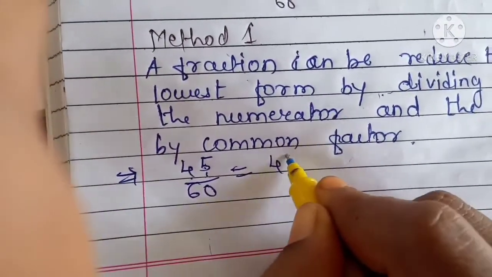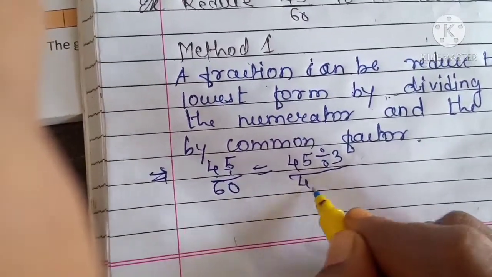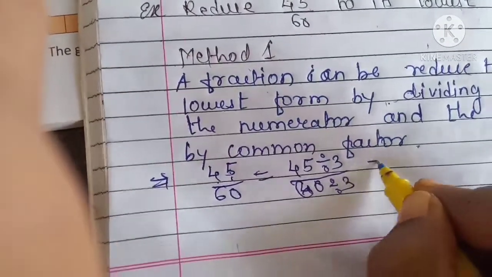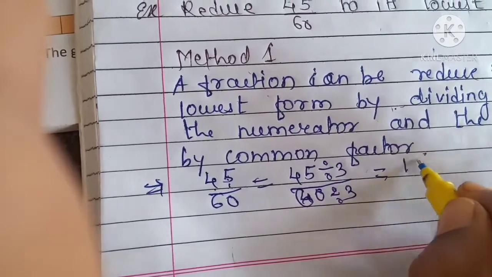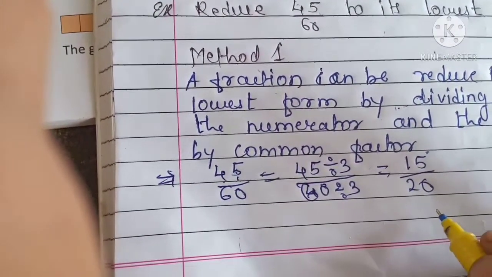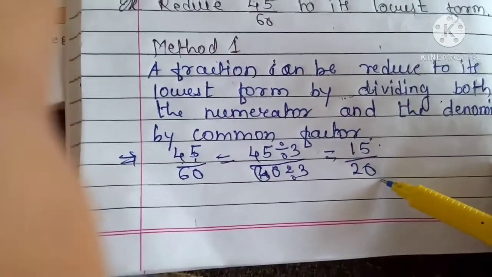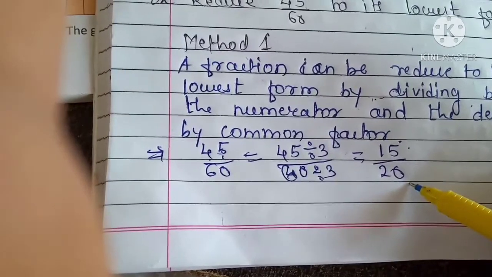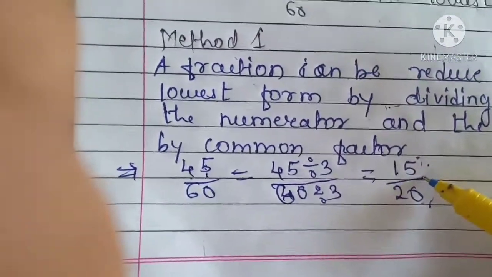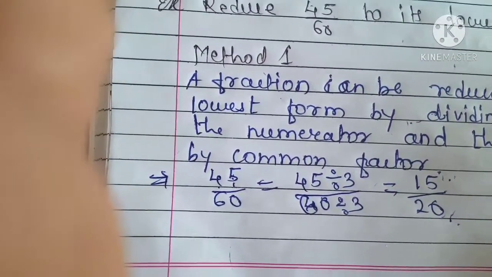So let us divide 45 divided by 3, and again 60 divided by 3. We will get 45 divided by 3 is 15, and 60 divided by 3 is 20. So 15 and 20 are not co-prime numbers. They don't have only one common factor. We have to reduce the given fraction till the common factor between the numerator and denominator becomes 1.